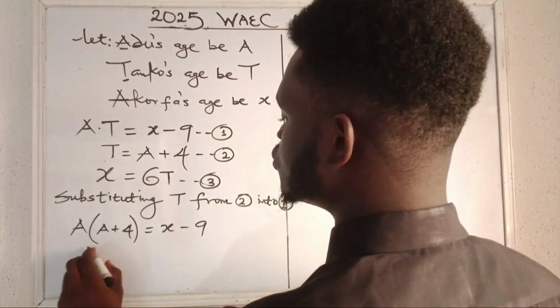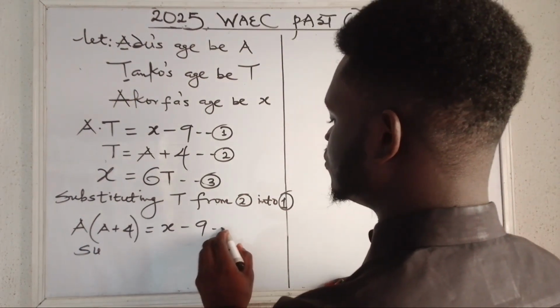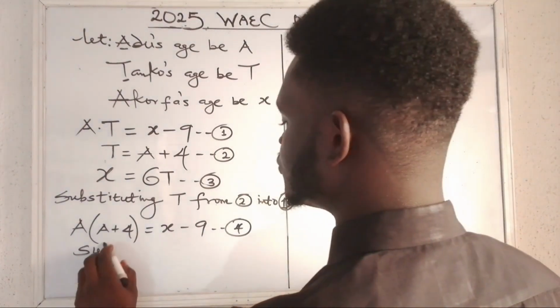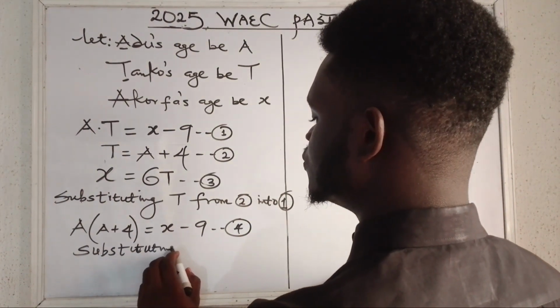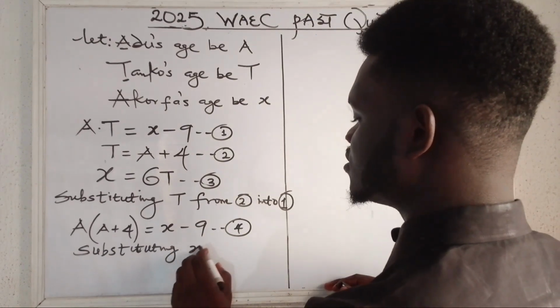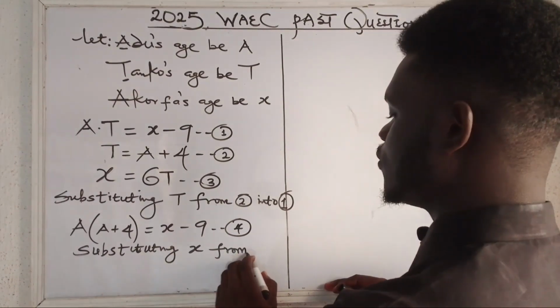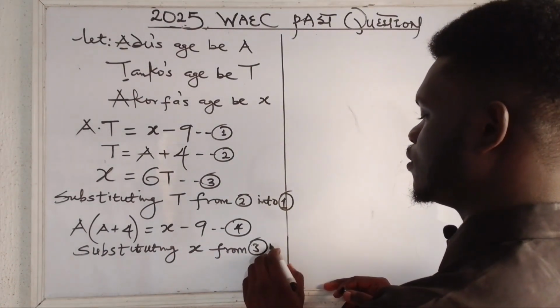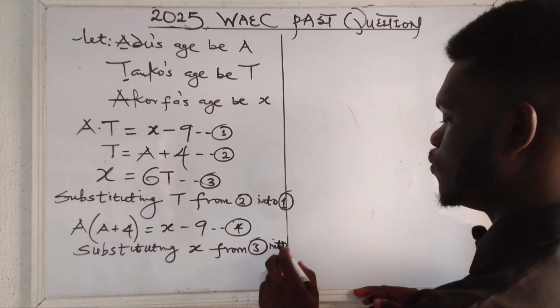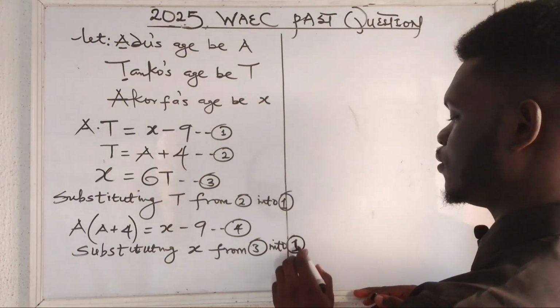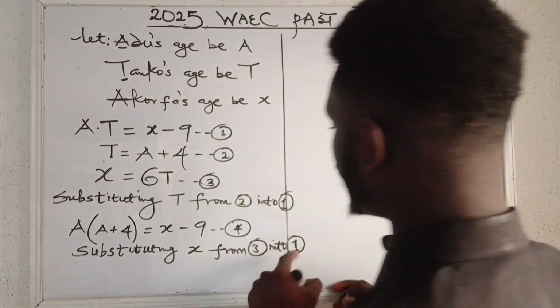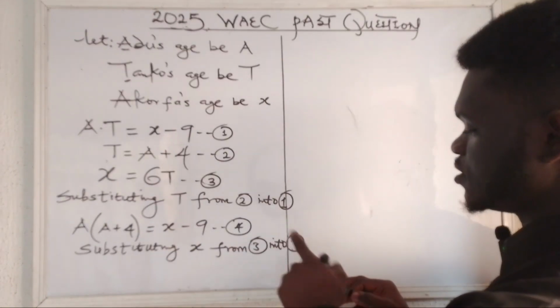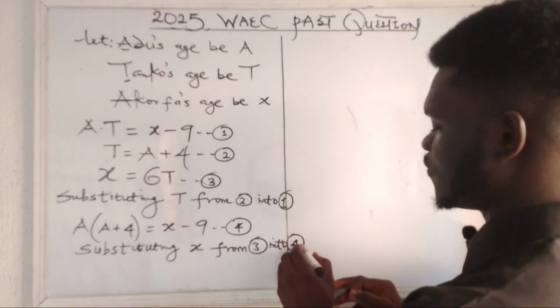Then what do we do? Okay, let's make this one equation 4. So substituting X from 3 into 4, this 4 that we have already had.